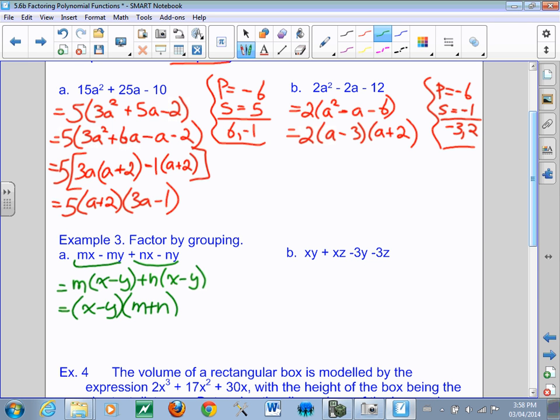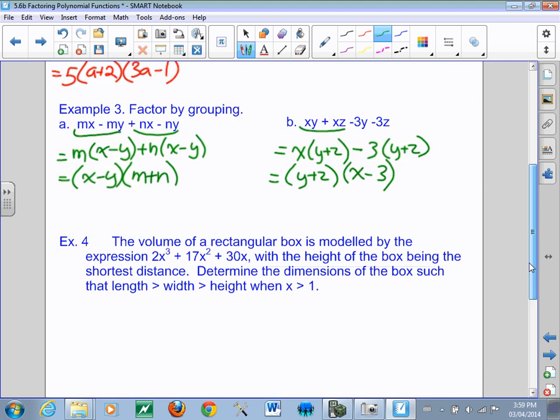Try one more here. Give it a try yourself, guys. See if you can do it. So after you've done it, you should be able to have x plus y times x minus 3.